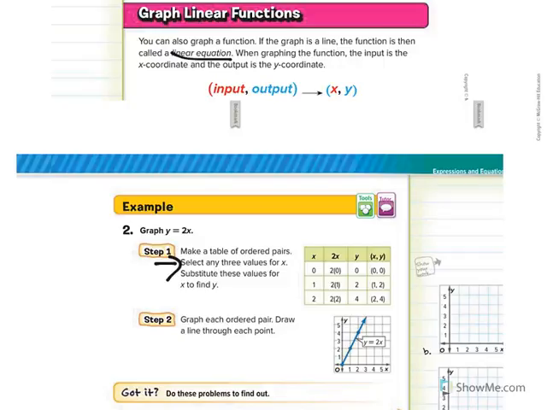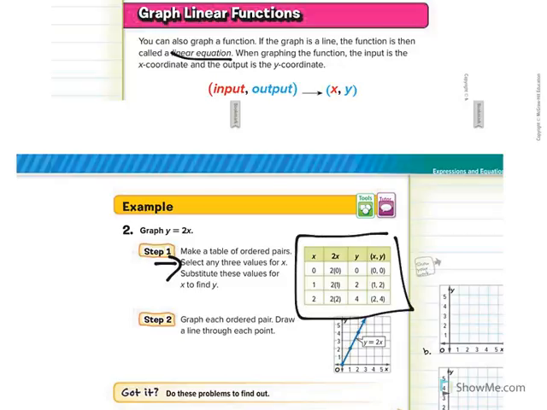Those are pretty simple. Don't make life complicated and pick like 500, 1,000, and 7,500. Okay, so try to stay as simple as possible. And so this example already chose 0, 1, and 2. And then you're basically going to create this table.